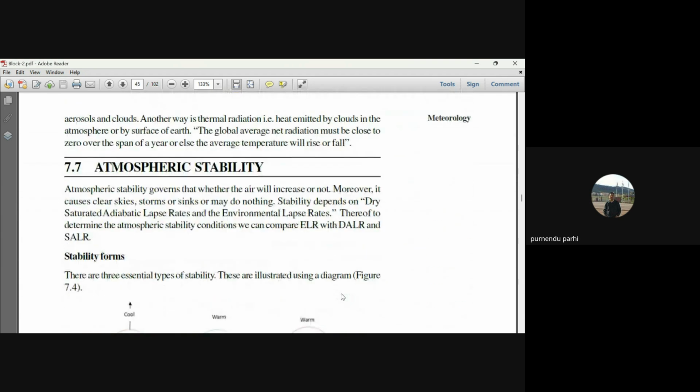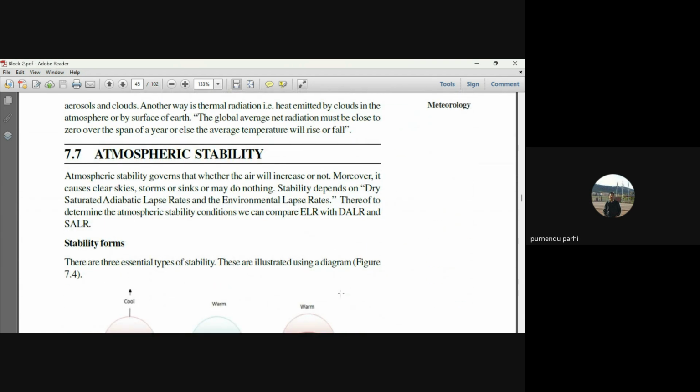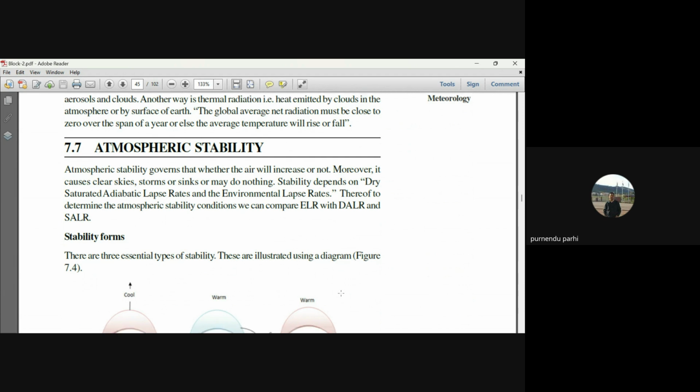Atmospheric stability. Atmospheric stability governs whether the air will rise or not. Moreover, it causes clear skies, storms, or sinking air, or may do nothing. Stability depends on the dry and saturated adiabatic lapse rates and the environmental lapse rate. Therefore, to determine the atmospheric stability condition, we can compare the ELR with the DALR and SALR.